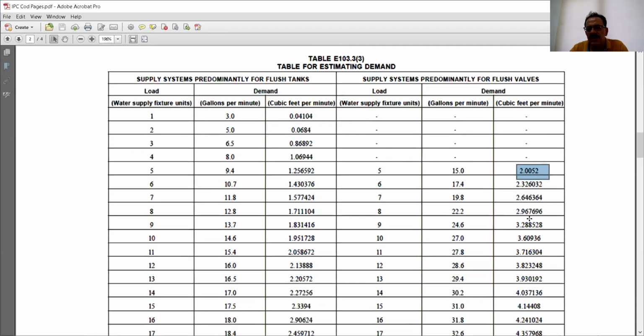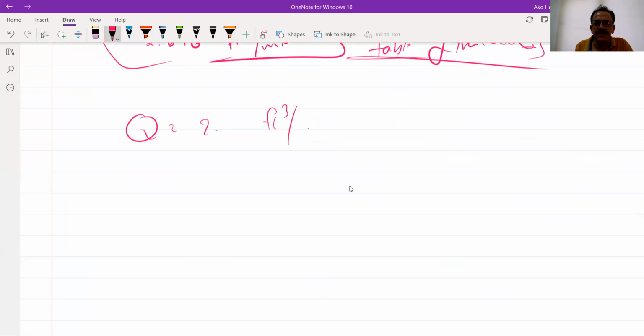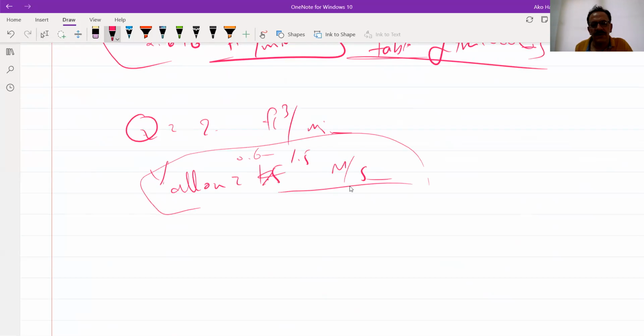Then Q is given to you, so you have to use a limit of the velocity in the pipes, and the limit usually will be not more. When we have Q equal, for example, 2 feet cube per minute, V allowable will usually be between 0.6 and 1.5 meter per second. And we have Q and V. You have to find the diameters of the pipes that we have.